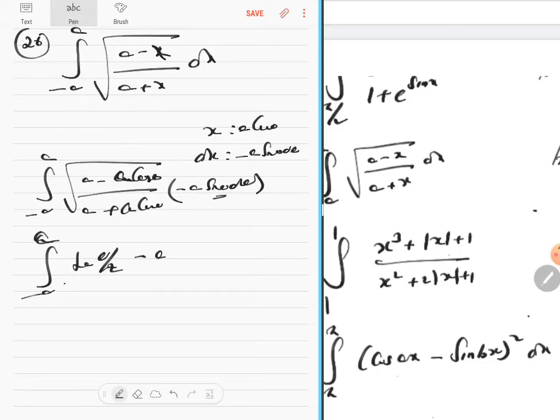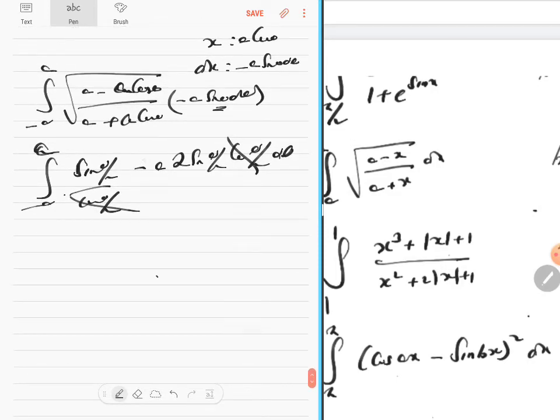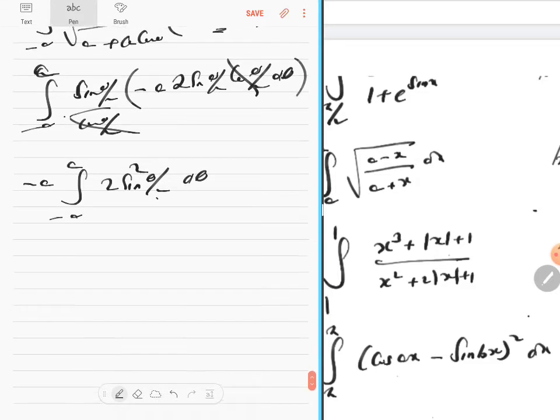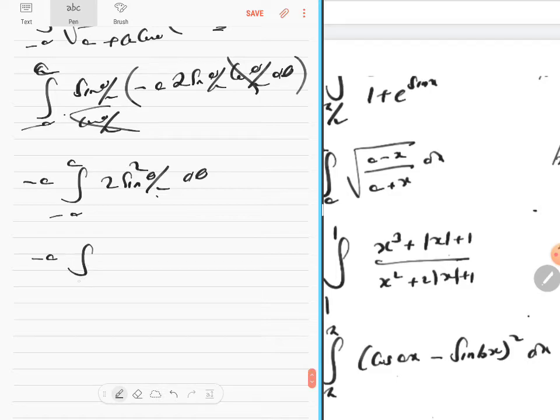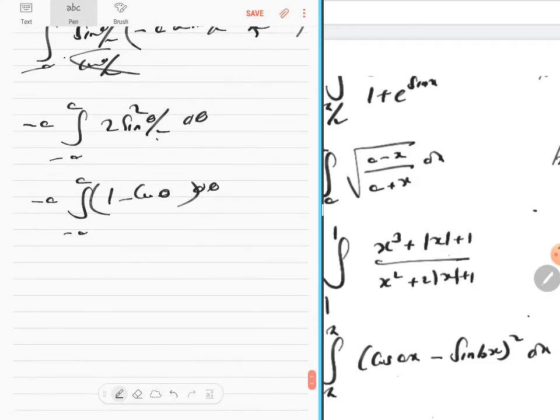Minus a into sin theta can be written as 2 sin theta by 2 cos theta by 2 into d theta, and this tan theta by 2 can be written as sin theta by 2 by cos theta by 2. The cos terms get cancelled. Then minus a can be taken out common, 2 sin square theta by 2 into d theta. So it's minus a out, and 1 minus cos theta d theta, since 1 minus cos theta is 2 sin square theta by 2. So this itself is theta minus the integration of cos theta.